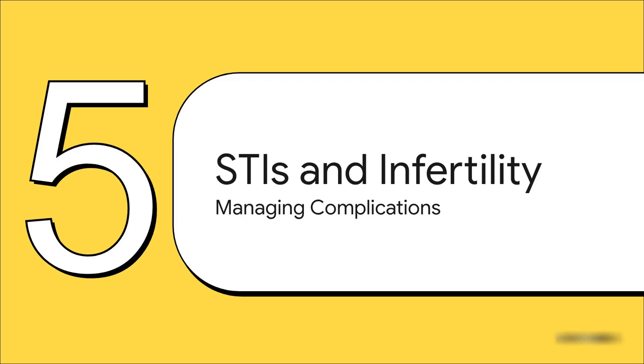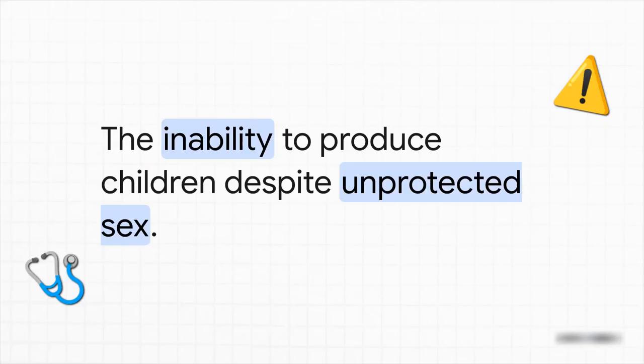All right, Section 5, STIs and infertility. Let's talk about managing complications. A massive part of reproductive health counseling revolves around infertility. This is defined pretty directly as the inability of a couple to produce children despite unprotected sexual coitus. And it is so important to point out here that sexually transmitted infections, or STIs, along with reproductive tract infections, are major, critical hurdles that can severely damage a person's reproductive health and directly contribute to this infertility.